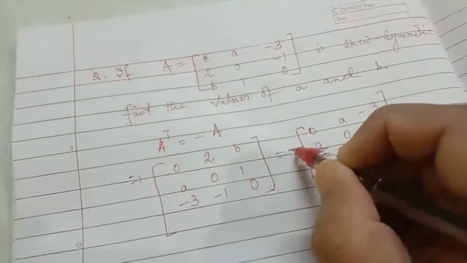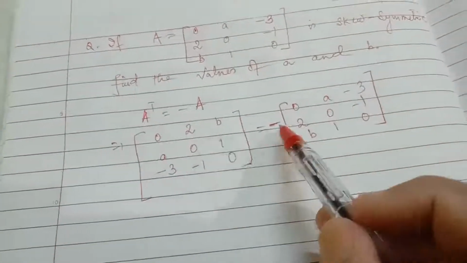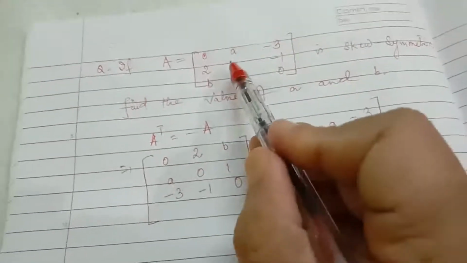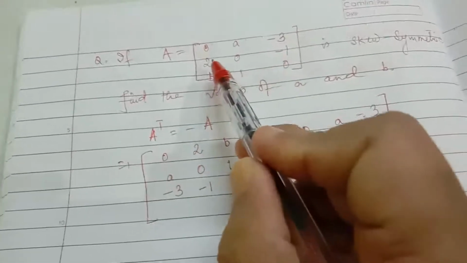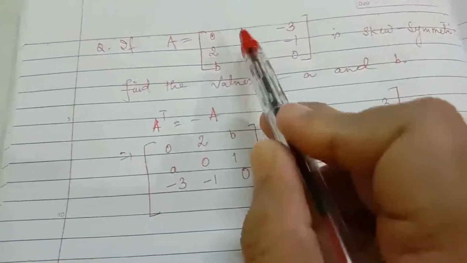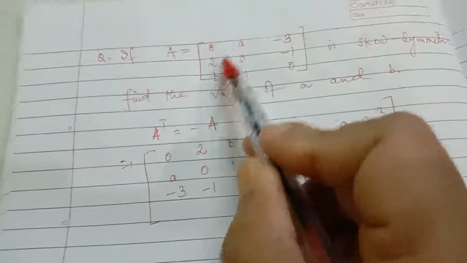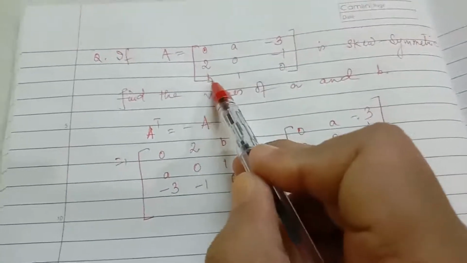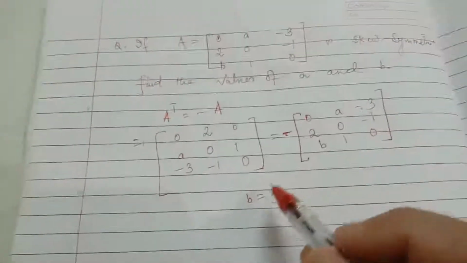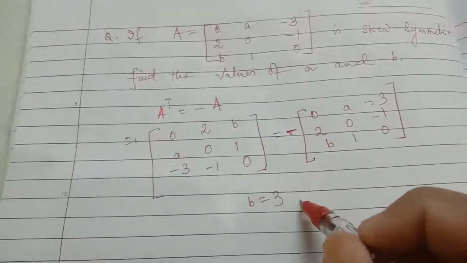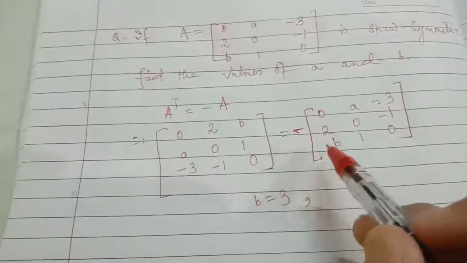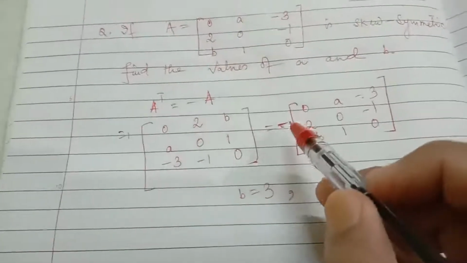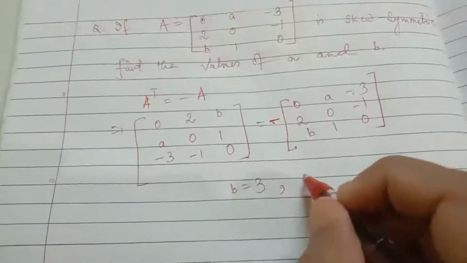Now if we compare, you can see B equal to minus minus plus 3, B equal to 3. You already know, you have to change the sign. If this is plus 2, this must be minus 2. If this is minus 3, this must be plus 3. This is minus 1, this must be plus 1. So B equal to 3. Minus of B equal to minus of 3, B equal to 3, and minus of A equal to 2, so A equal to minus 2.